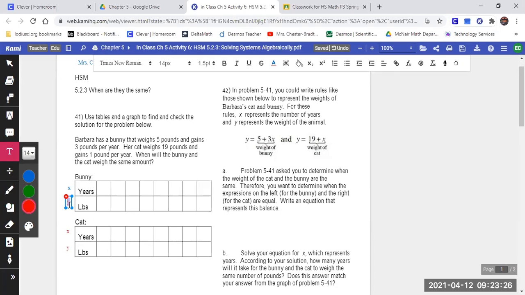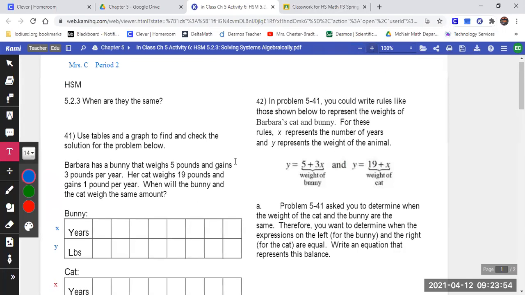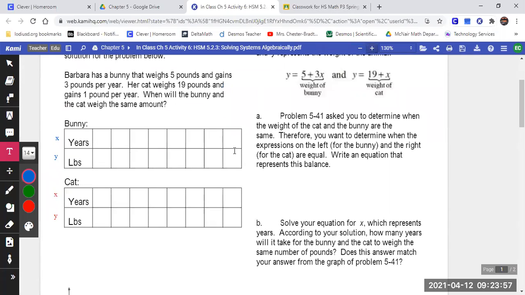So I'm going to make the bunny blue, and I'm going to make the cat red so that I can tell the difference. Okay, is everybody okay with that? Put your marks on, put your X's there, make the bunny blue and the cat red. So we're going to do the work for the bunny in blue, and we're going to do the work for the cat in red so that we can tell them apart.